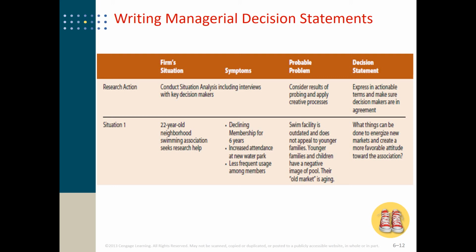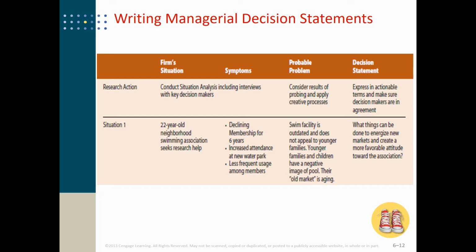Now, according to the stages that we are discussing, once these symptoms are found, the researcher writes down the probable problem. So what could the problem be? The swim facility is outdated and does not appeal to younger families. Younger families and children have a negative image of the pool, and the old market is aging. As we discussed in the last video as well as in this video, from these symptoms, the researcher will write down multiple problem statements and alternative solutions. And from these problems, the researcher needs to write down a decision statement.